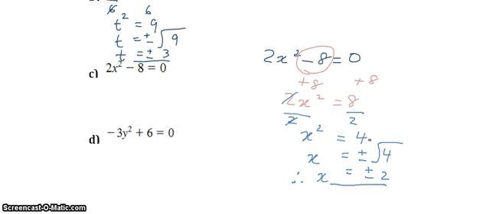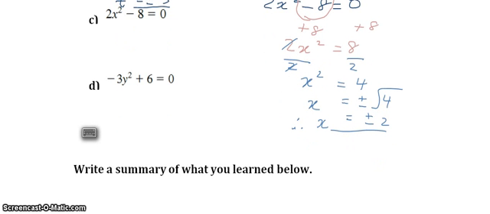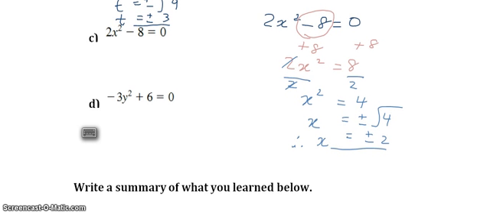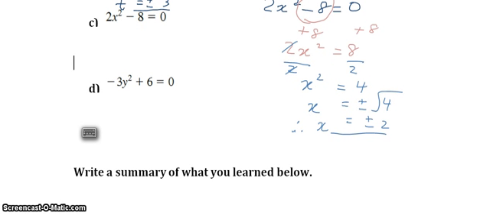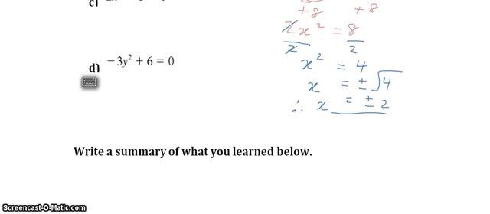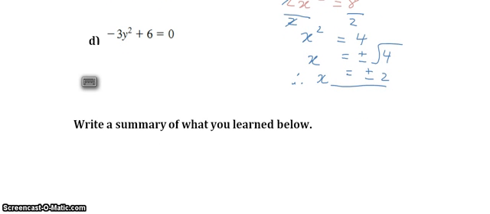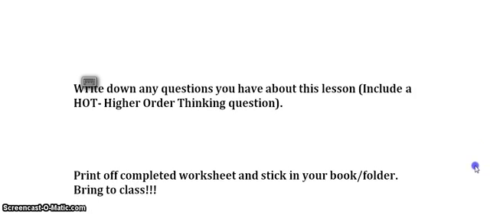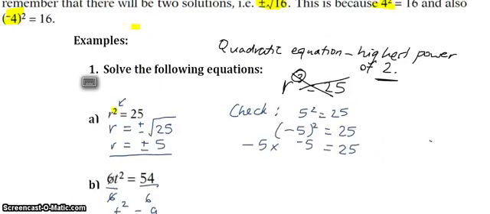Okay. All right, so basically when you're solving quadratic equations, and these are just simple ones, it's really important that you remember to, if there's any numbers, get them over to the other side, divide by whatever's next to the pronumeral squared, and then take the positive and negative square root of both sides. I want you to have a go at question D yourself. It's a little bit tricky. Write down a summary of what you learned, a higher order thinking question, and any other questions you had.